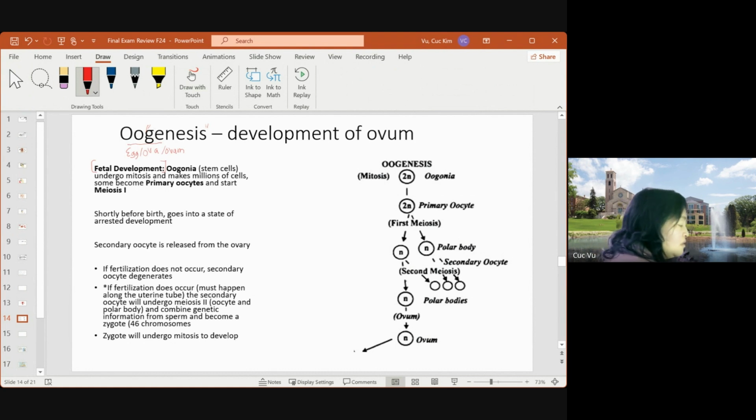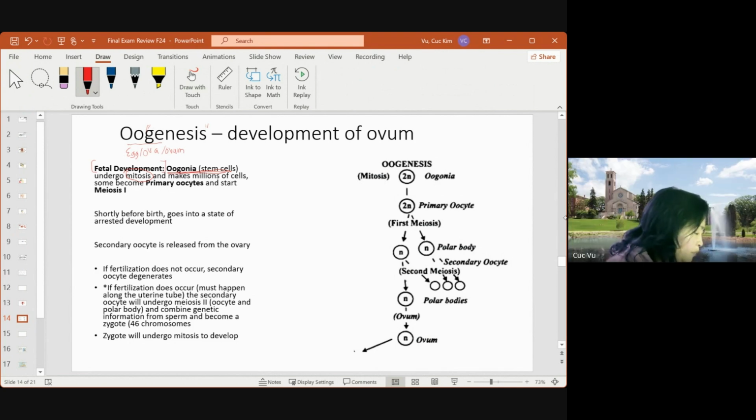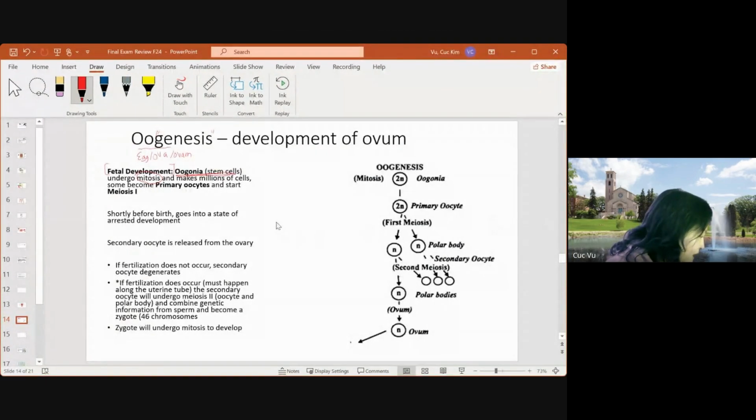Okay, so it starts off with the oogonia, that's the stem cell that it all starts off with. And that oogonia is going to undergo mitosis. So here's a term that we need to cover. What is mitosis? So someone help me. What does mitosis mean? It's a copy. Yep. During what happens? What's copying?